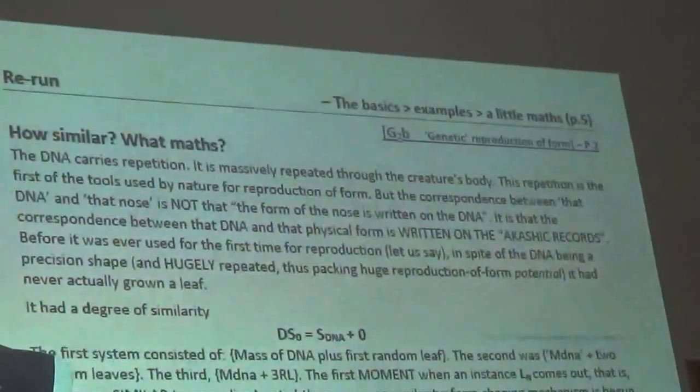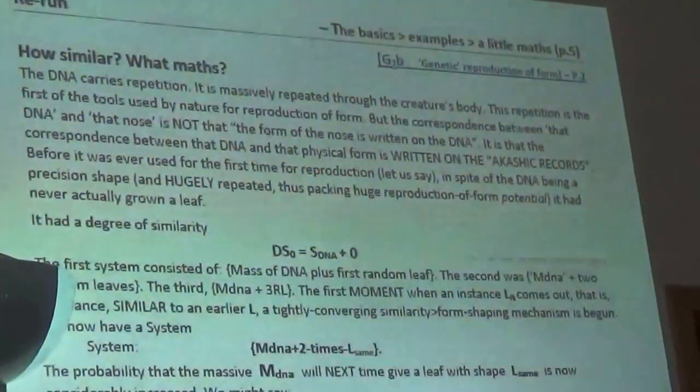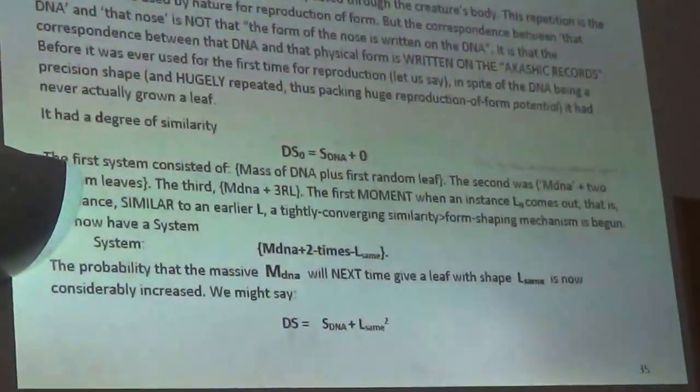I'm looking at the degree of similarity. The first formula is, well, the degree of similarity before it's done reproducing is the similarity of the DNA plus no extra thing. Then we add: the first system consisted of the mass of the DNA plus a random leaf. The second was mDNA plus 2 random leaves. The third was the mass of DNA plus 3 random leaves. When the first repeat leaf comes out, we get a new element of similarity to add to the formula. So we have a system which consists of the mass of DNA plus the same leaf having occurred twice.